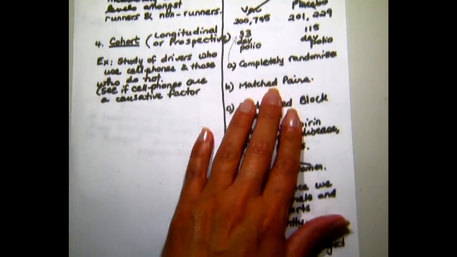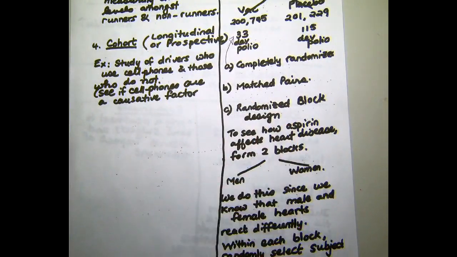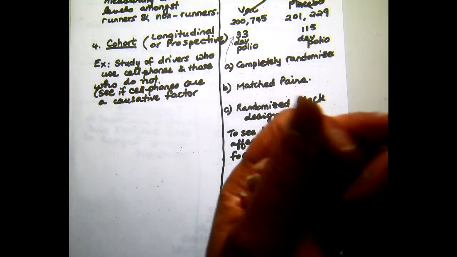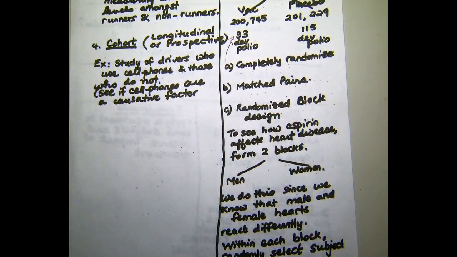in this class. Then there's the randomized block design, where it is known that male and female hearts respond differently to the same medication. So you are not able to give a group of people placebo and a group of people, the same group of people, which is mixed, male and female, one part of that group gets the placebo and one part of that group gets a heart medication. You cannot do that because male and female hearts respond differently to heart medication.